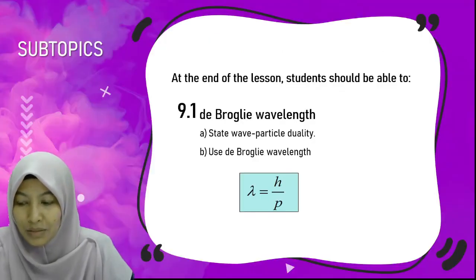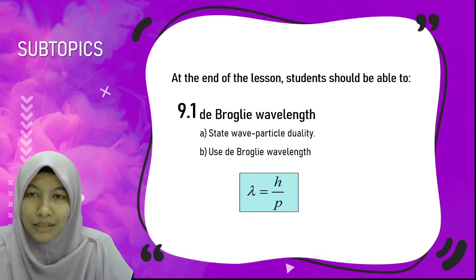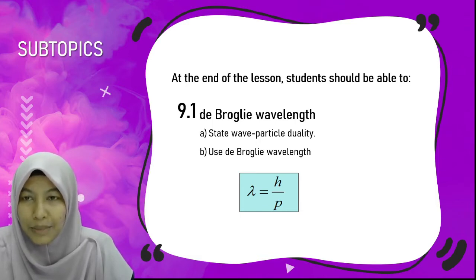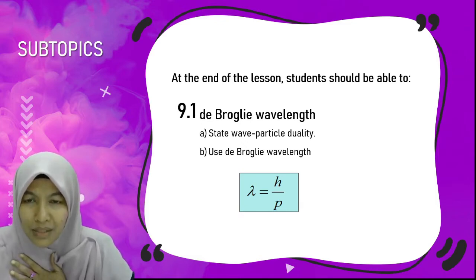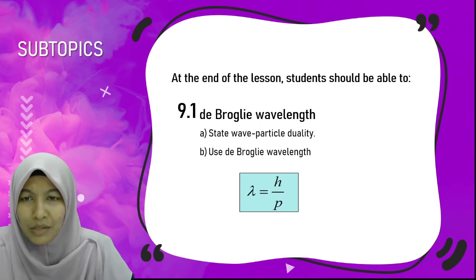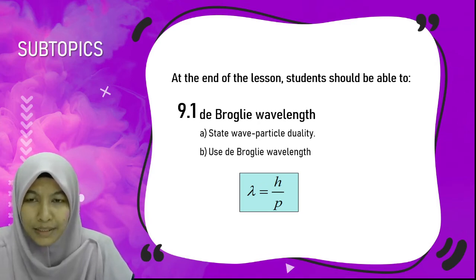Okay, so kita boleh sambung kita punya subtopik. Kita ada dua subtopik, yang mana subtopik yang pertama adalah berkaitan dengan 9.1 iaitu de Broglie wavelength. So our objective adalah, yang pertama, state wave particle duality, and then the second one is how to use de Broglie wavelength. So the formula is lambda is equal to h over p.